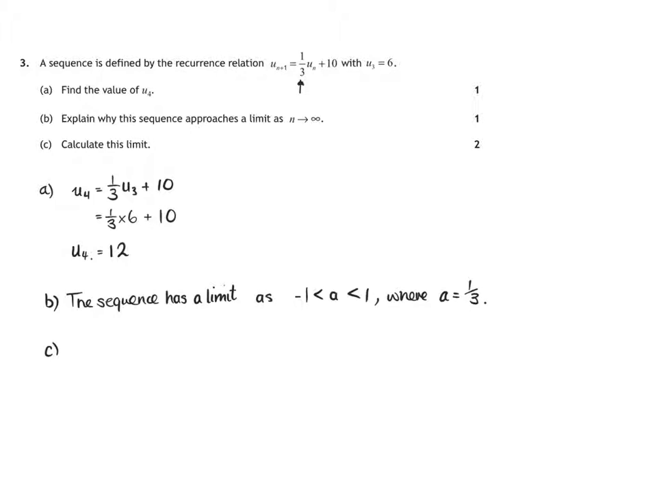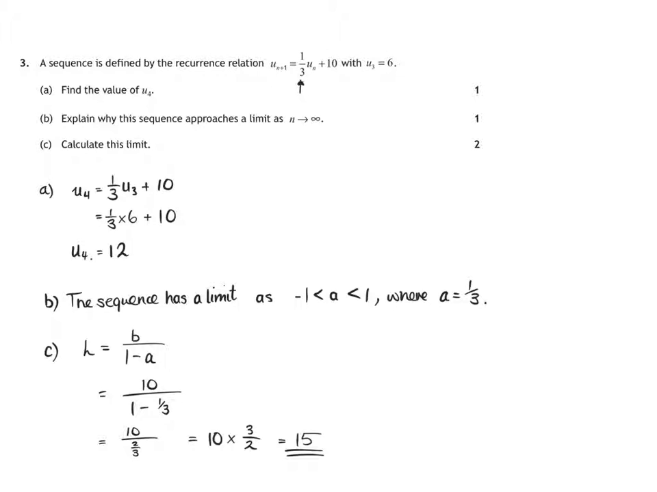Okay, so we need to know the equation for the limit. So the equation for the limit is that L is equal to b over 1 minus a. So that is 10 over 1 minus a third. So that is going to be 10 over 2/3. Okay, I'm going to keep going over to the side. So that's 10 times 3 over 2, which is 15.